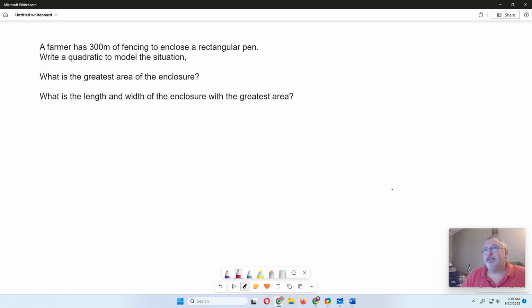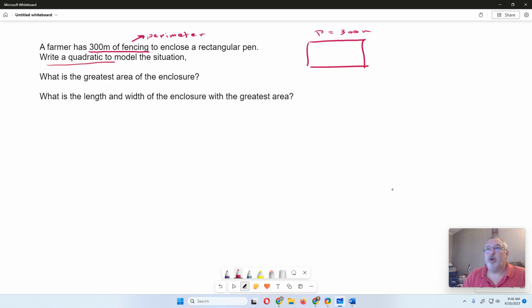Anytime you're given something that's visual, I like to draw the picture of the visual. So we've got a rectangular pen and it says it has 300 meters of fencing. Well, what does that mean? That's the perimeter. So the perimeter around the outside is 300 meters. So that's where we're at.